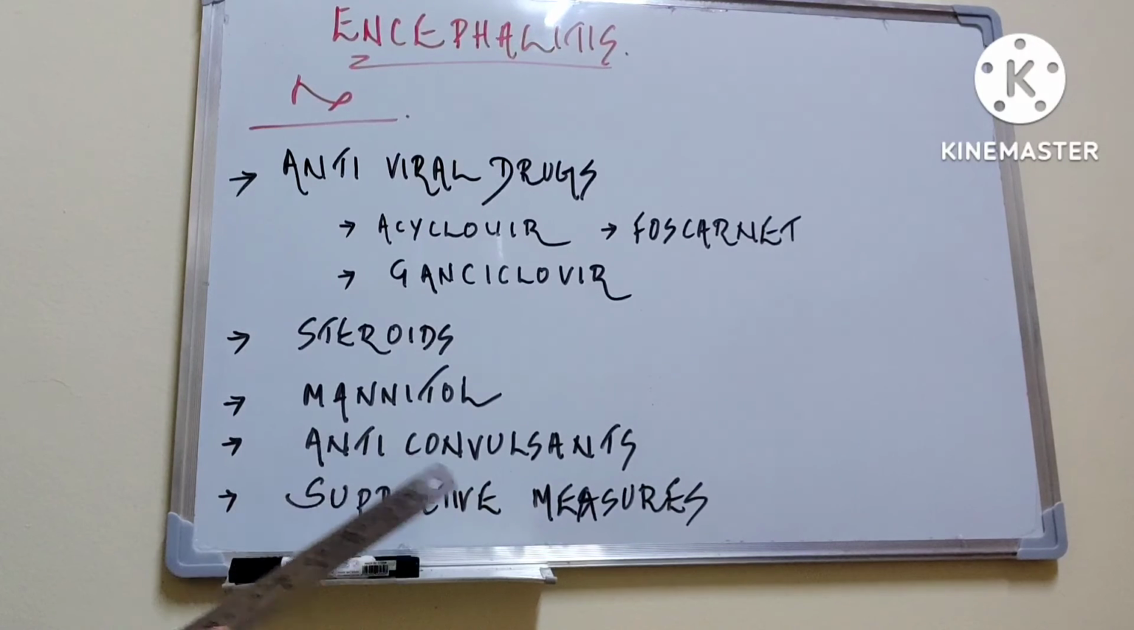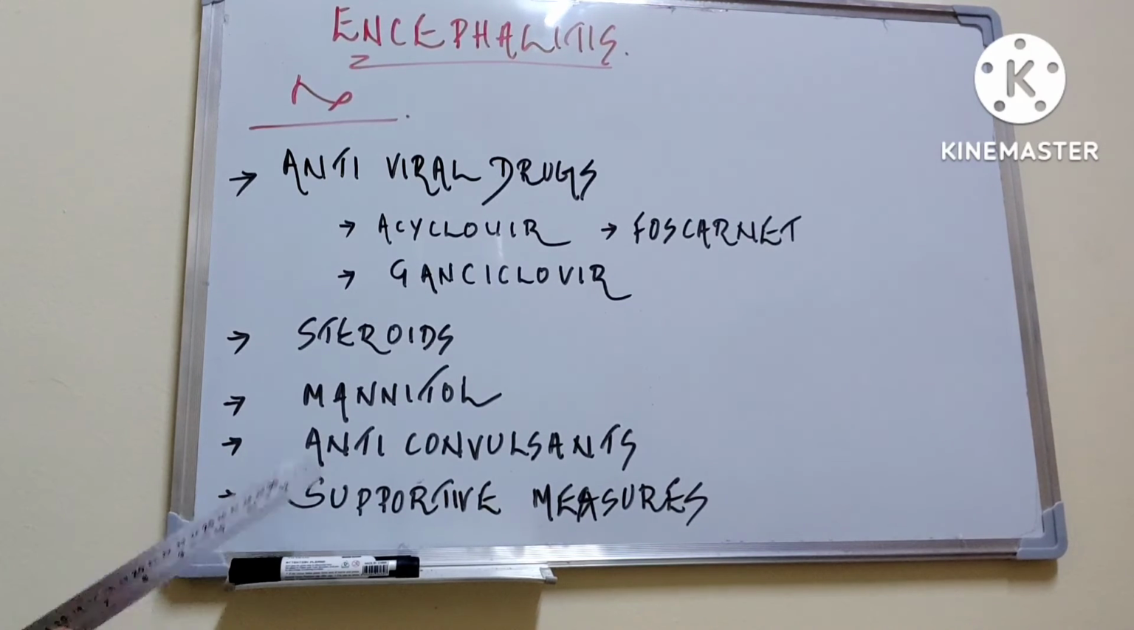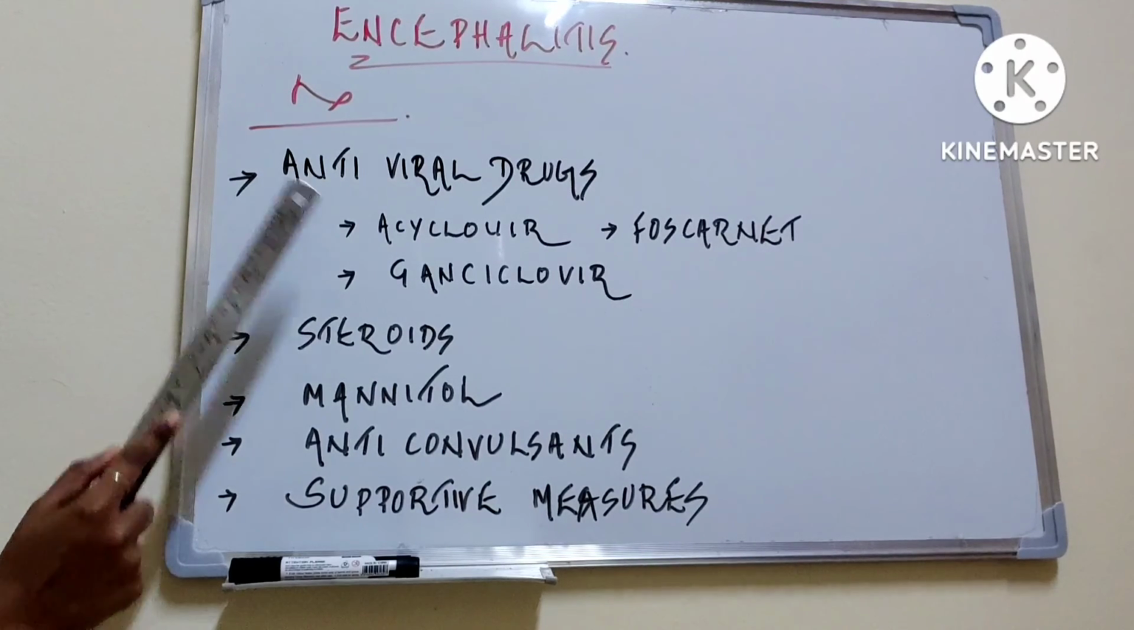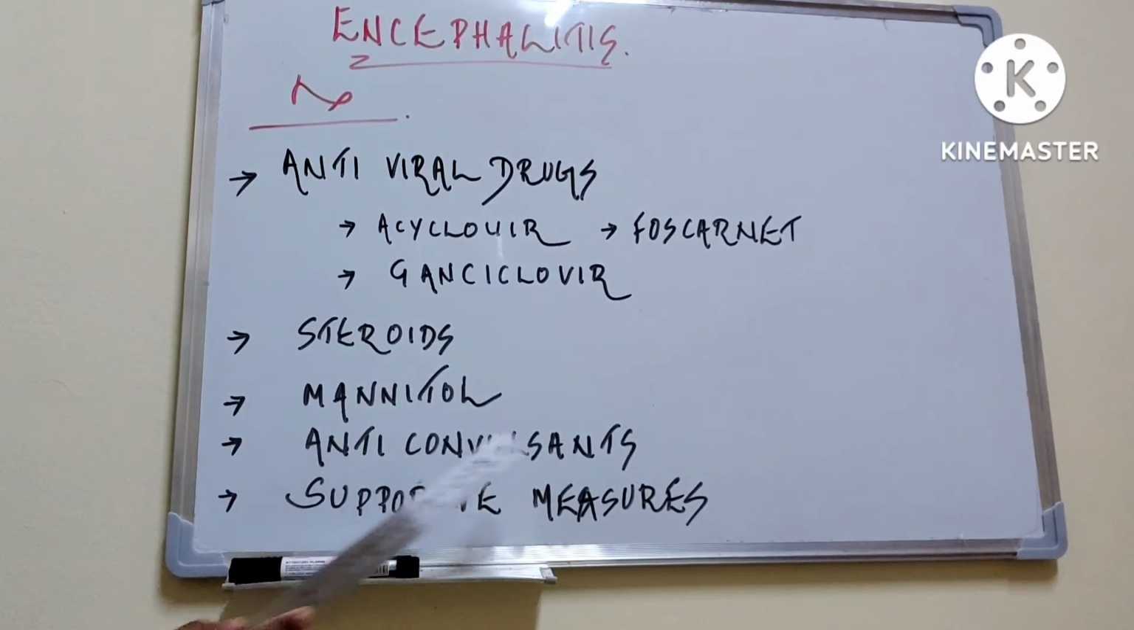The next one is anticonvulsants. We have seen earlier that if the patient is having seizures or epilepsy as a complication of encephalitis, definitely we need to have treatment for it. So anticonvulsants can help. The last one is supportive measures. The patient may be in pain, restless, so we need to give supportive measures like elevating the head end, hydrating the patient, and giving psychological support. So these are the treatments for encephalitis: antiviral drugs, steroids, mannitol, anticonvulsants, and supportive measures.